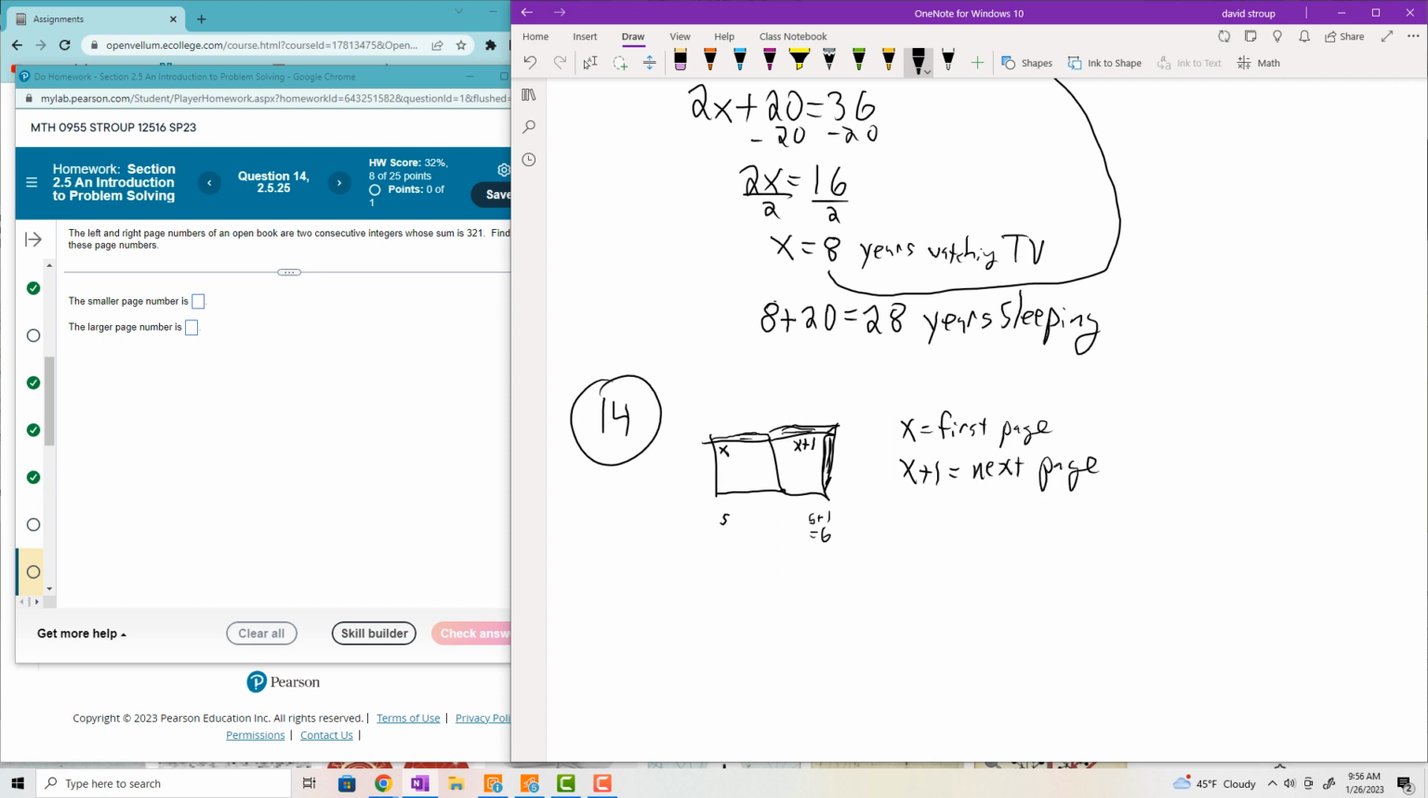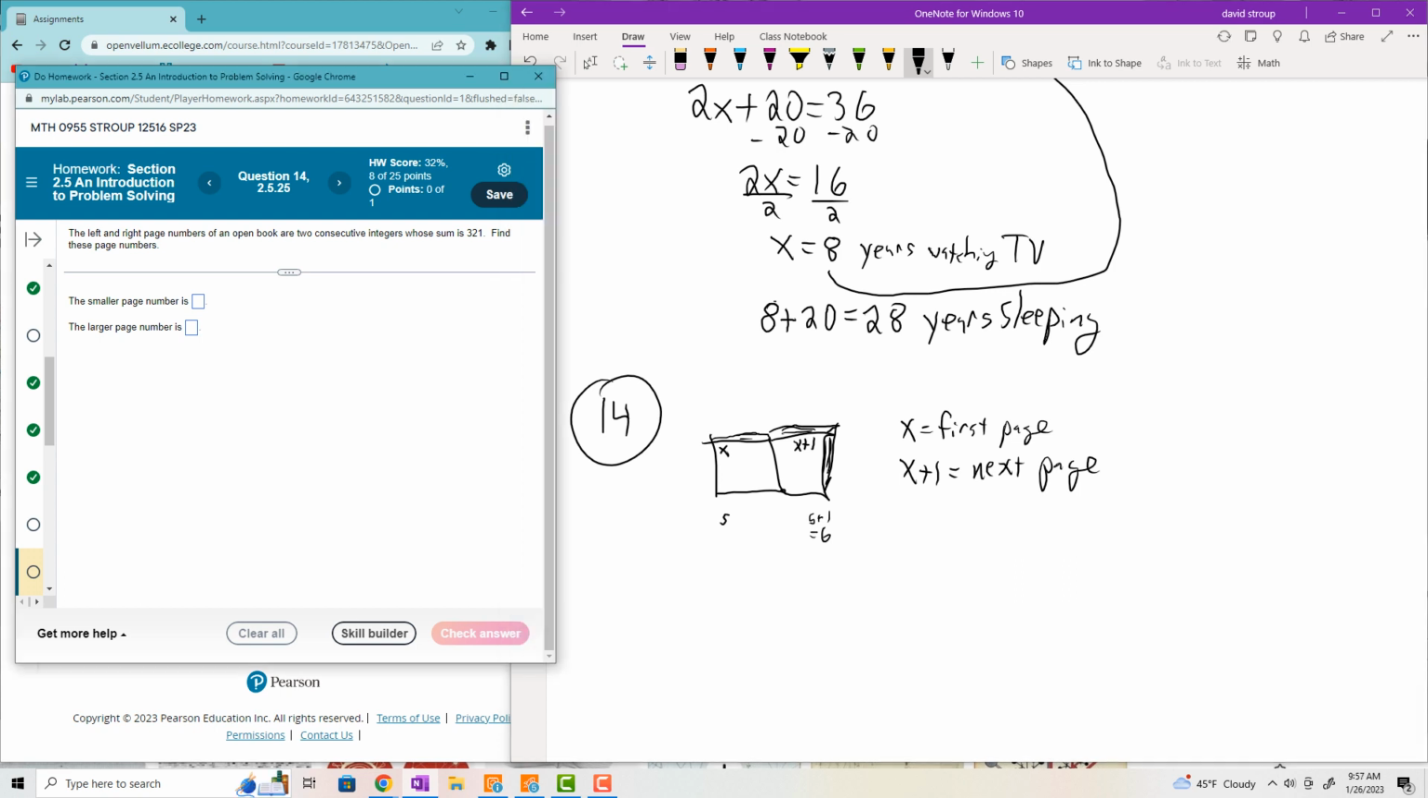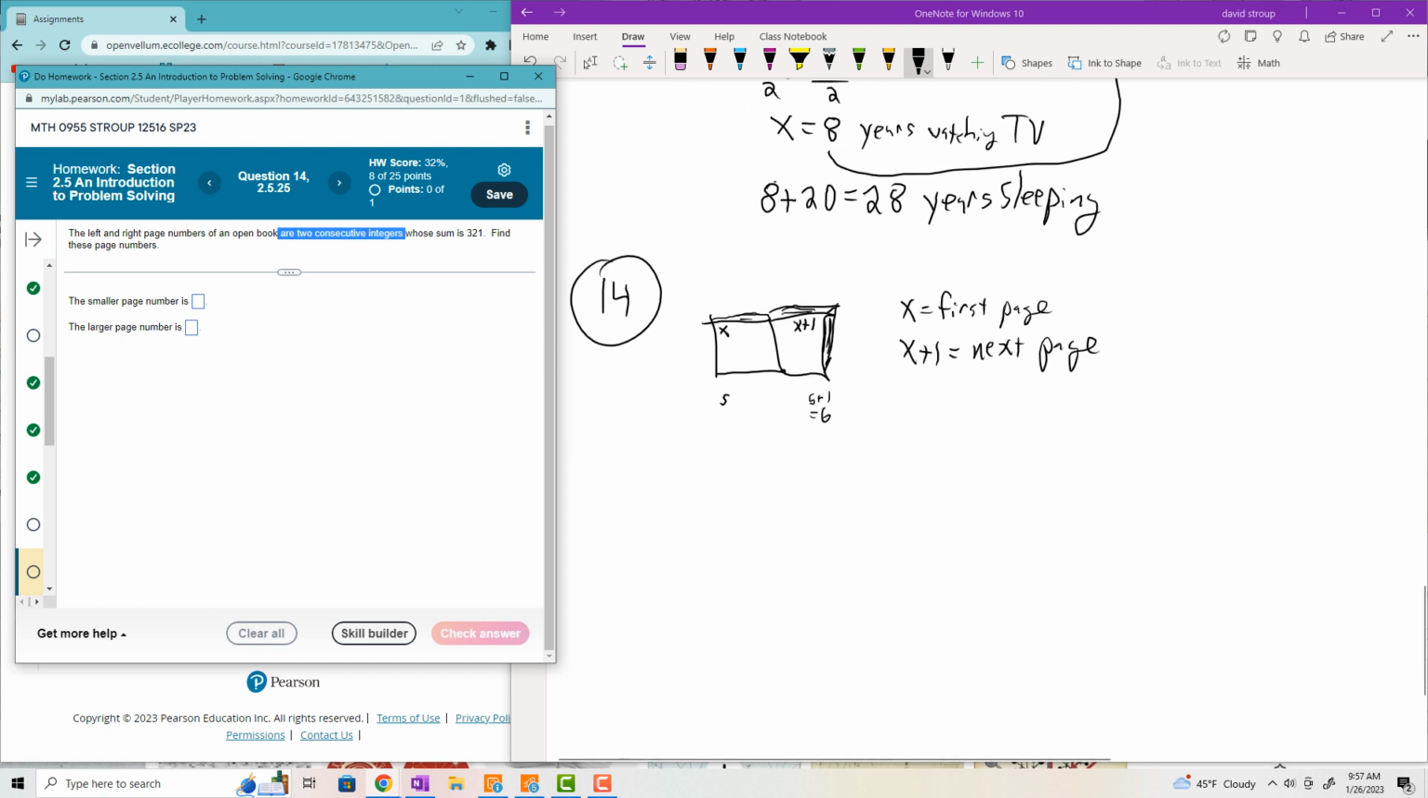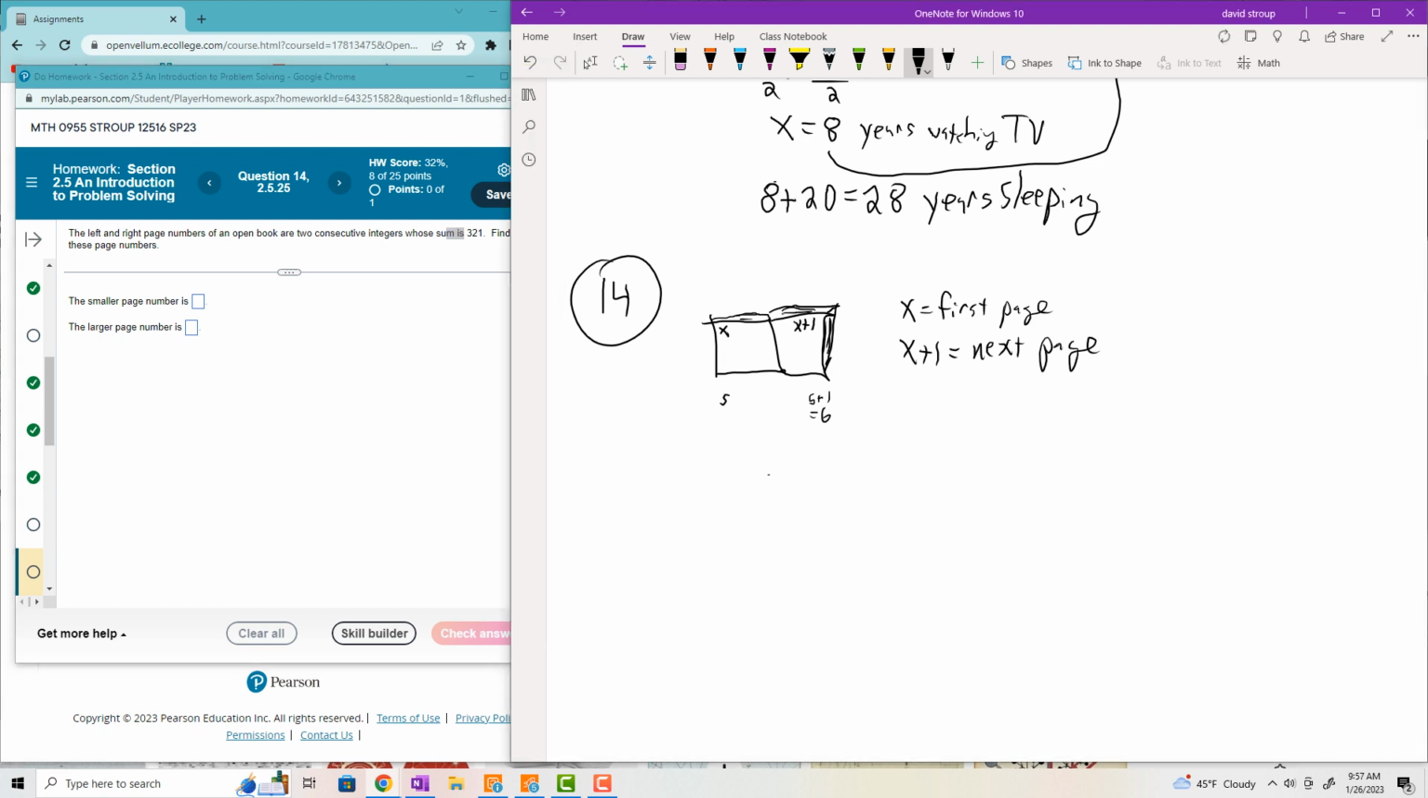And that's all they mean by saying that the left and right page numbers are two consecutive integers. That just means one comes after the other, right? They're 1 apart. Then in that same sentence, it says the sum is 321. The sum of those two page numbers is 321. So that gives you your equation: the first page plus the second page, x plus 1, is equal to 321.